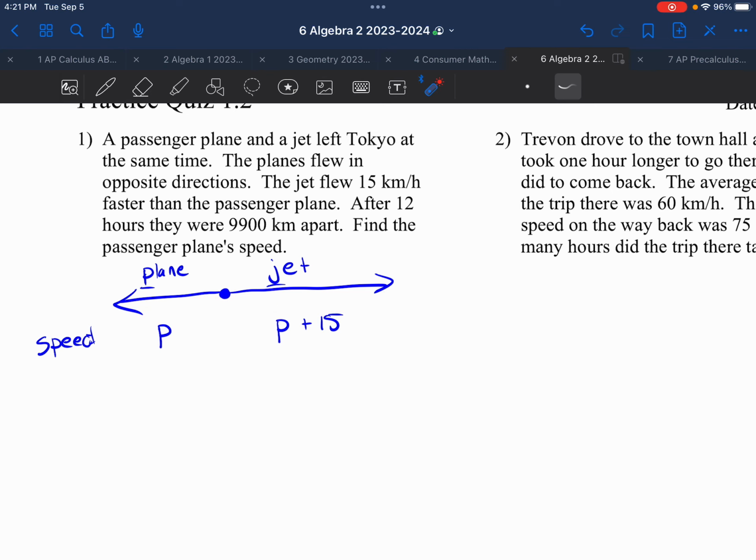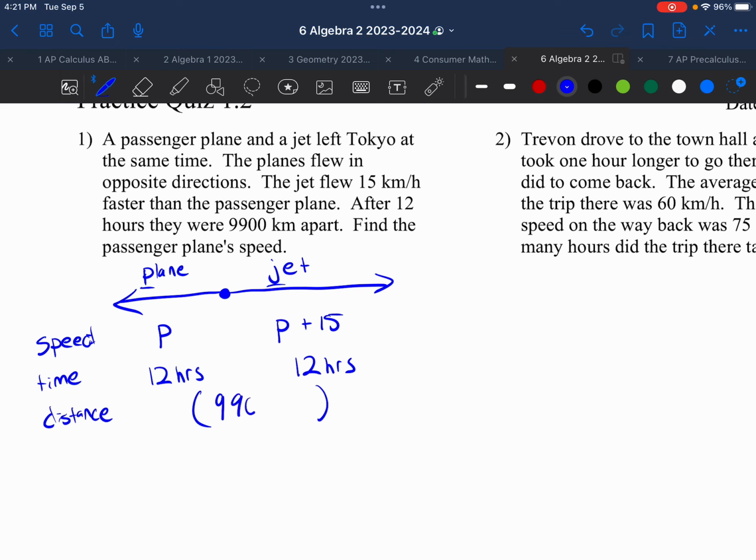All right, and it tells us 12 hours. So this is a time. Both of them start at the same time, so time here is 12 hours, and time over here is also 12 hours. And we have a distance. The distance for both of them is 9,900 kilometers. The question is the passenger plane's speed, this P right here. If we can find that P, we're done.